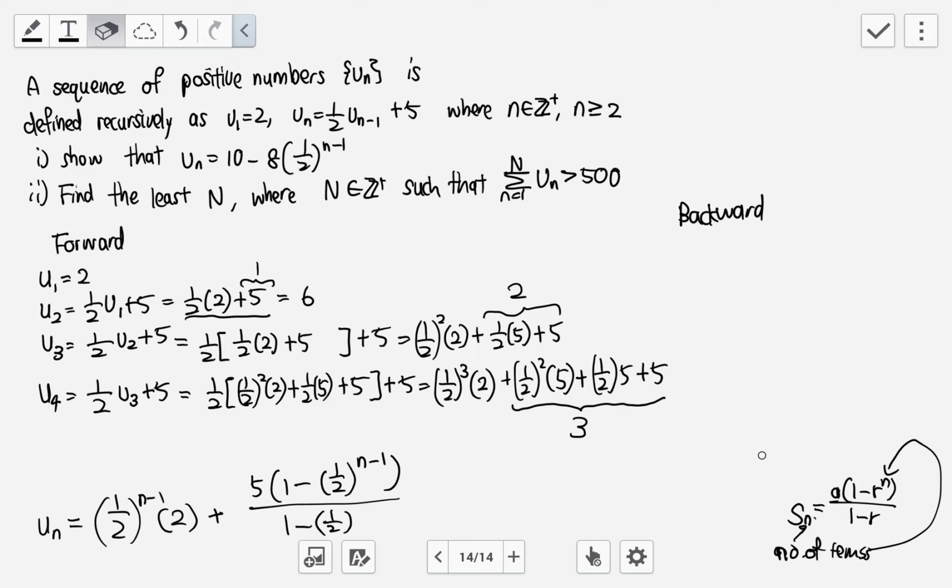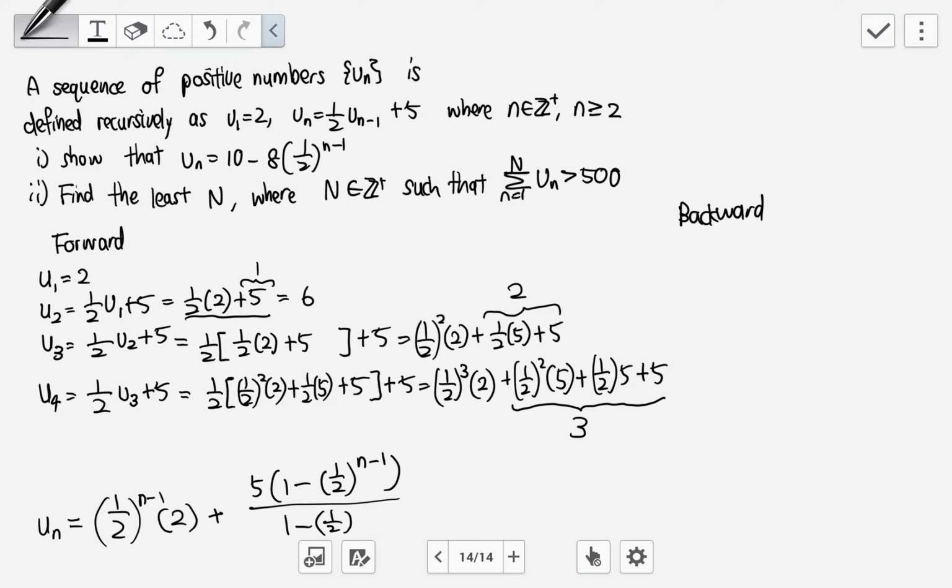So once I get these, I'm going to simplify so that it gets to the form here. So 1 minus half is half. 5 divided by half is 10. So I have 10 times (1 - (1/2)^(n-1)), plus 2 multiplied by (1/2)^(n-1). I want this (1/2)^(n-1) because I see it here. So 2 times (1/2)^(n-1).